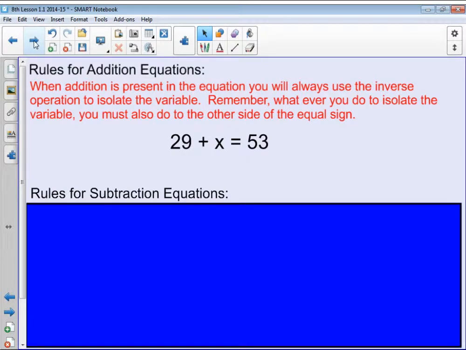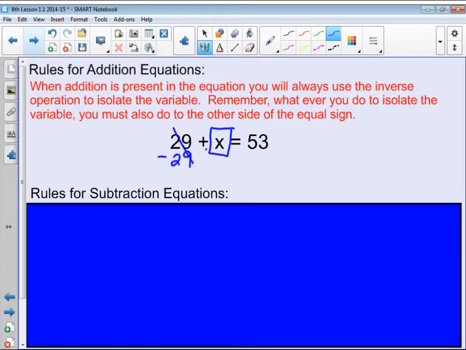So for example, here I have 29 plus x equals 53. In order to isolate my x and get it by itself, I have to get rid of this plus 29. The opposite of adding is subtract 29. That cancels this part of the equation out, but I have to remember that whatever I do to one side of the equal sign, I have to do to the other. So we're also going to subtract 29.